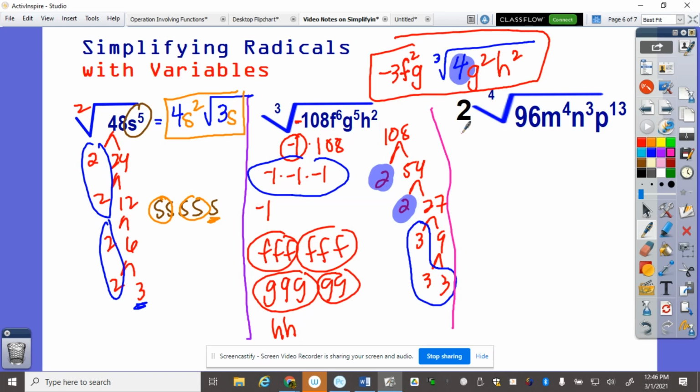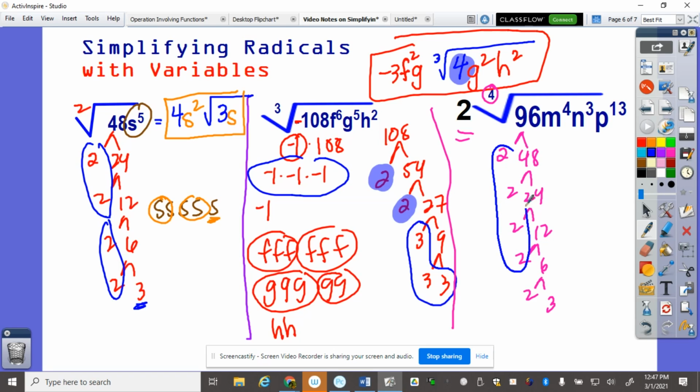Next, what if we have a 2 as a coefficient outside? It's the same thing, okay? The index is 4, remember that? So let's break down the 96. 96 is 2 and 48, 2 and 24, 2 and 12, 2 and 6, 2 and 3 there. Again, there should be 4 items in a group. So 1, 2, 3, 4.